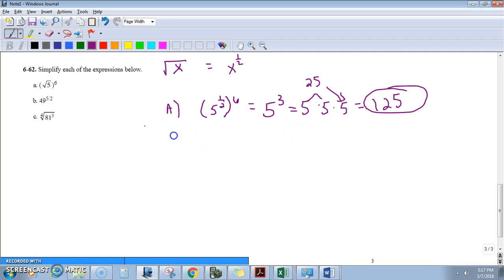Okay, B, geez, I'll skip some. B is 49 to the 5/2 power. So let's do this backwards.